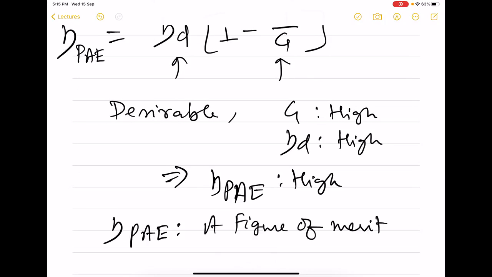So this tells which of the two amplifiers is going to be better, because it incorporates two parameters which are very important for an amplifier.